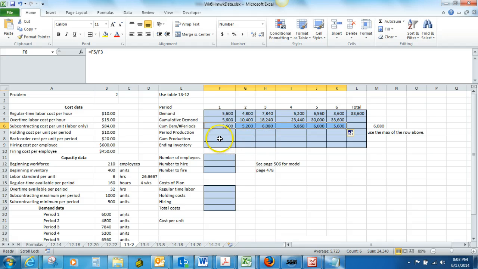Okay, and then what we want to do is use the max of the row above. So we want to take the maximum number in this row above, and I kind of have a hint out here to the side that that number should be 6,080, and it is. So the maximum number in this row is 6,080. So our period production is going to be 6,080. Okay, so we're going to do 6,080 across the top here.